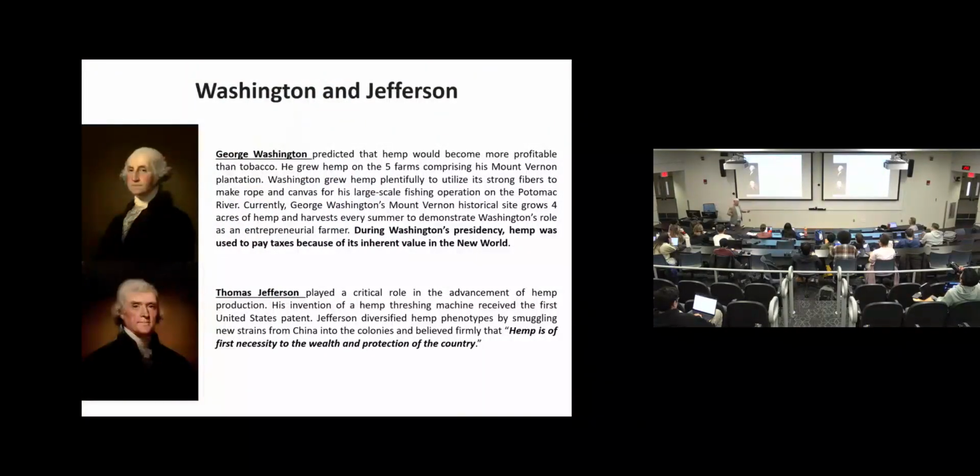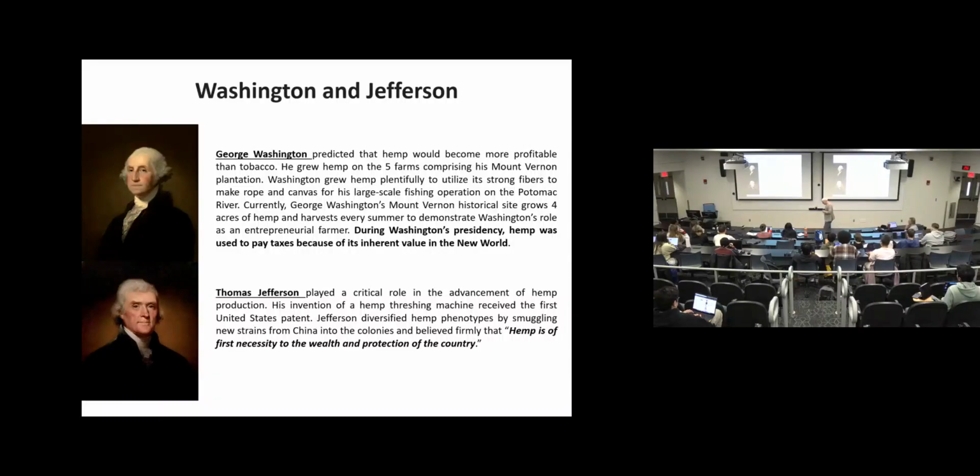Right, so I promised you some presidents, and here are a couple of them. Washington and Jefferson, so some of the founding fathers. Washington grew hemp at Mount Vernon, and during his presidency, you could pay your taxes with hemp because everybody grew it and everybody needed it. It was the way of making really good fiber. You could make ropes, you could make clothing and everything. So he knew in the New World that it was inherently very valuable.